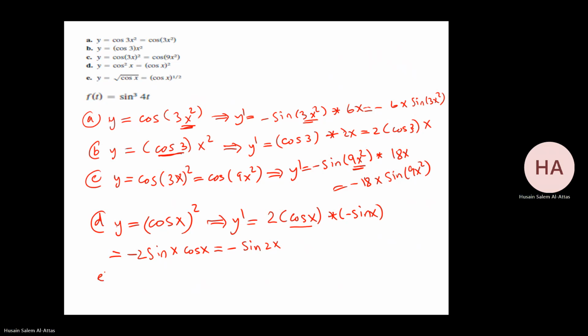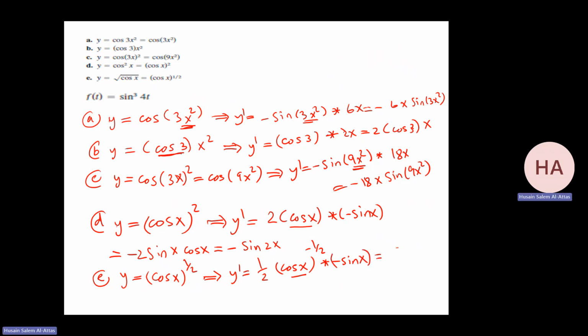E. y equals cosine x to the power half. What will be the derivative? y prime would be half cosine x to the power minus half times the derivative of this, which is minus sine x. So the answer is minus sine x over 2 square root of cosine x.